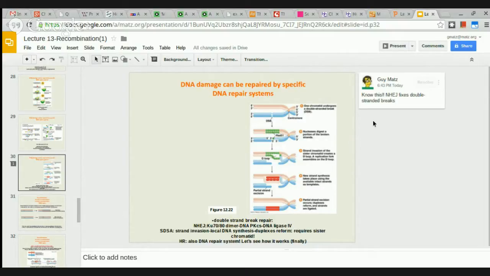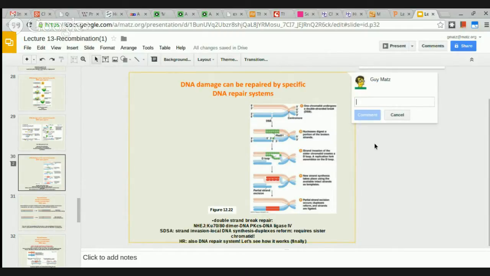The break, as shown here, is actually recognized by a dimer called Ku. I don't know what Ku stands for. Does anybody know? But there's a dimer, and it has 2 subunits, Ku70 and Ku80. This is a dimer that recognizes a broken DNA end. So if you have a duplex that's like this floating around, Ku70, Ku80 will recognize that.